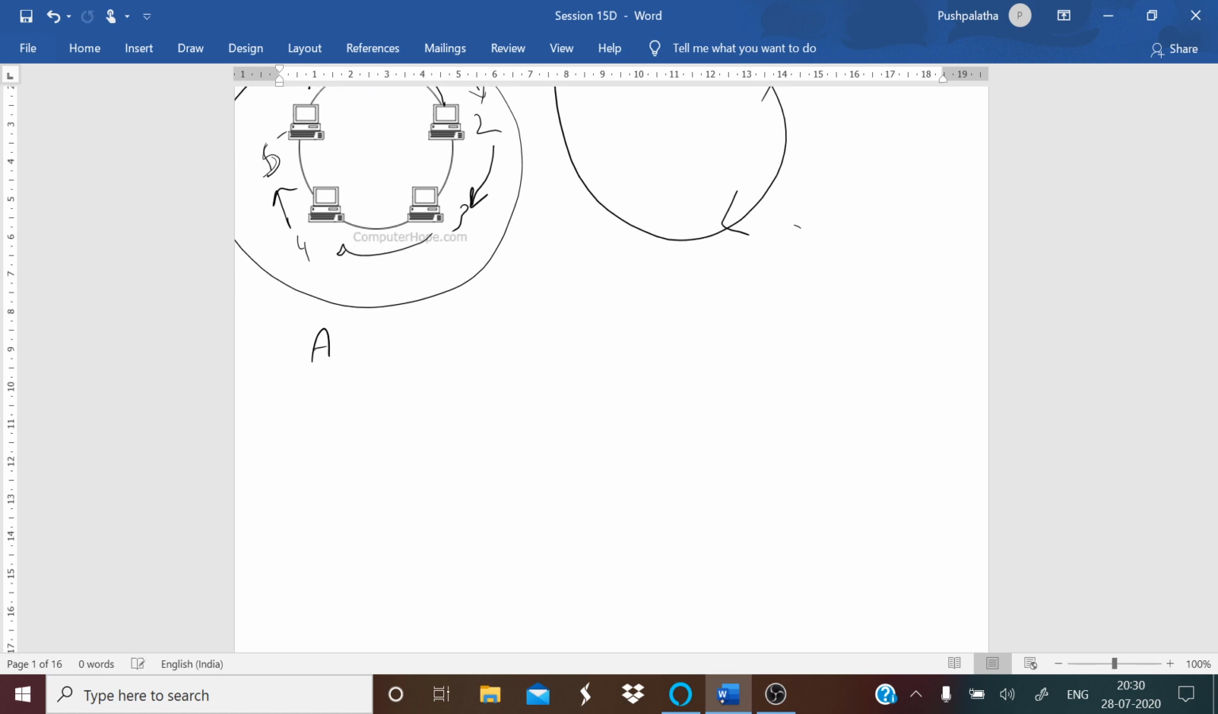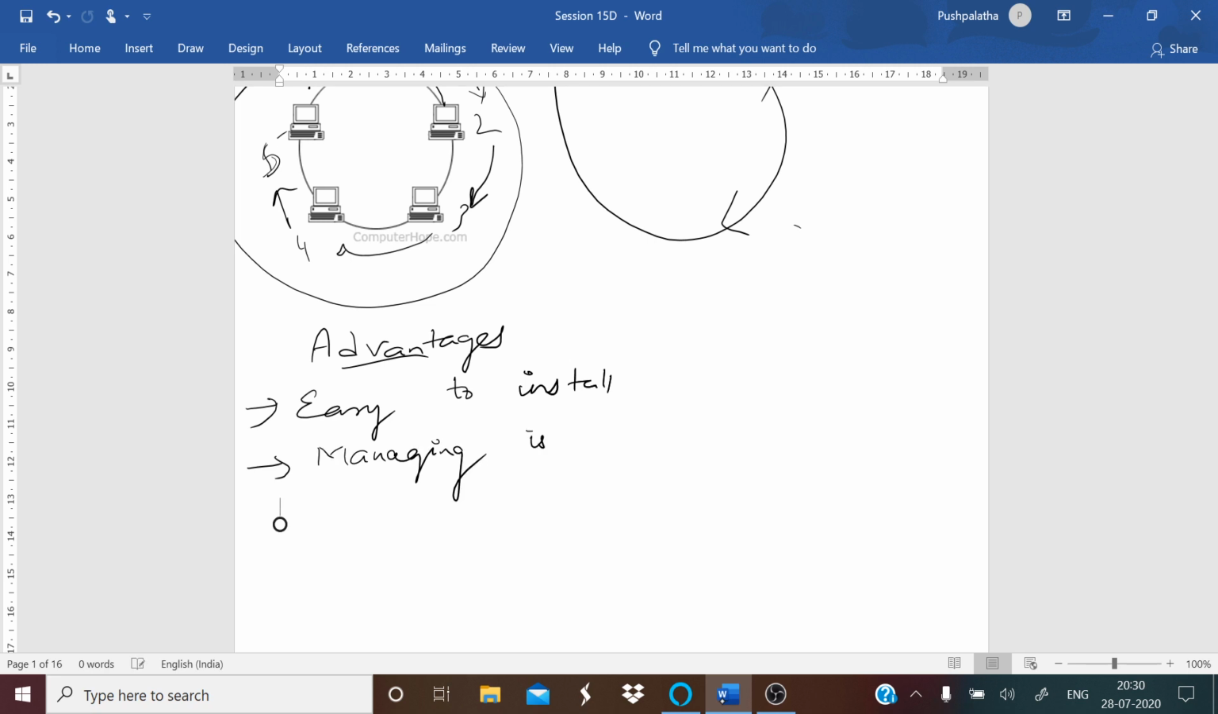Now what are the advantages of this ring topology? First one, it is easy to install. There is no problem, right? Easy to install. And then managing is easier. Managing is easy because you can just add the device or remove the device. Only two links are required to change. If you want to change anything, you can give a connection in between to this computer. That's it. So managing is easier.